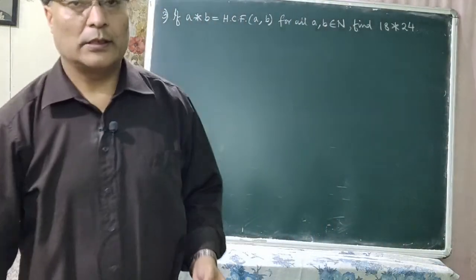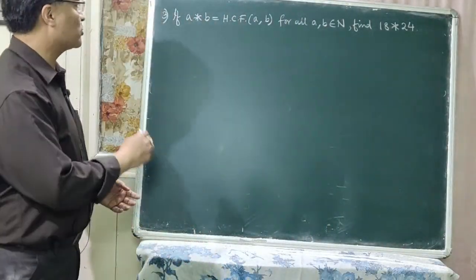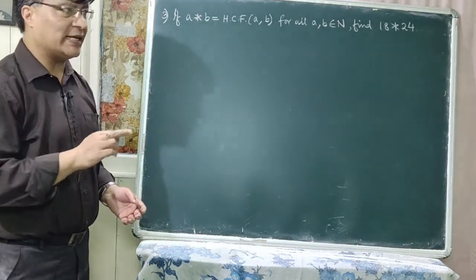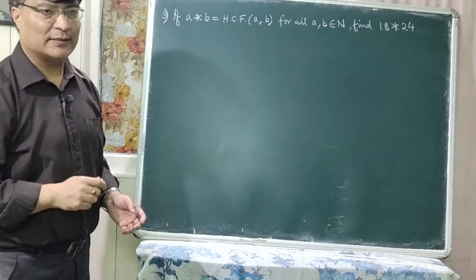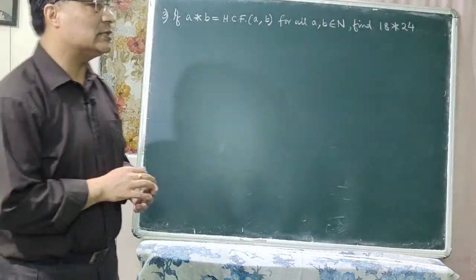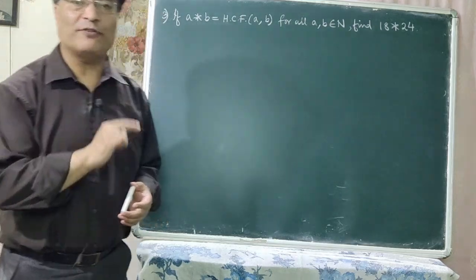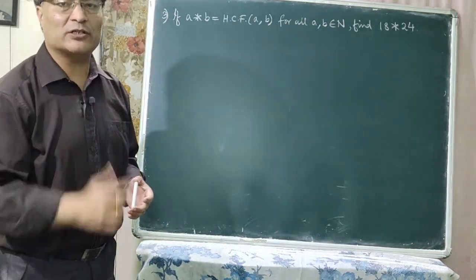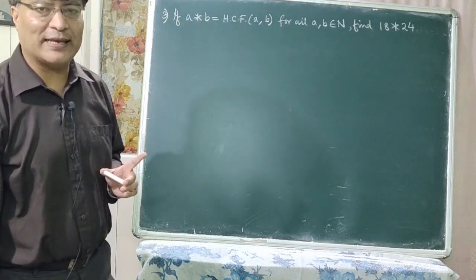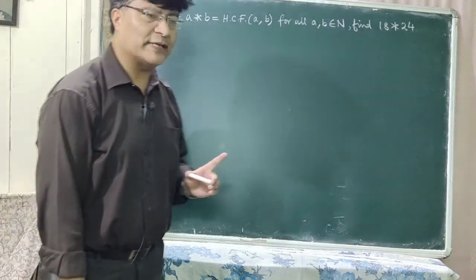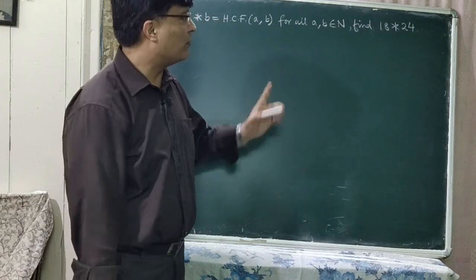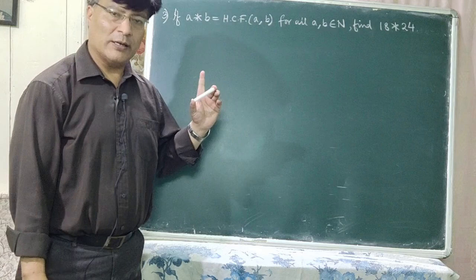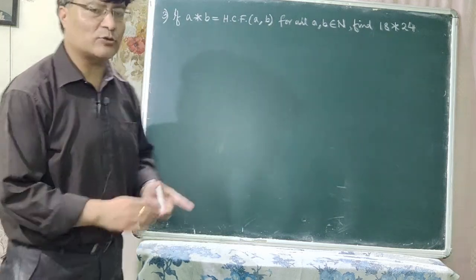So now we'll do the next question, that is question number 3. If A star B is equal to HCF within bracket A comma B. That means A star B is defined as HCF of A and B, for all A comma B belongs to the set of natural numbers. Capital N denotes the set of natural numbers. So you have to find out 18 star 24. You have to find out the value for 18 star 24.